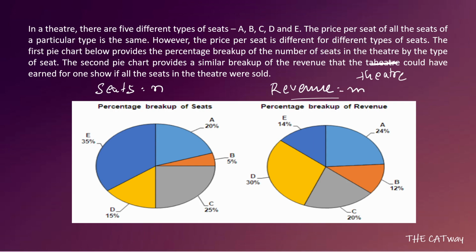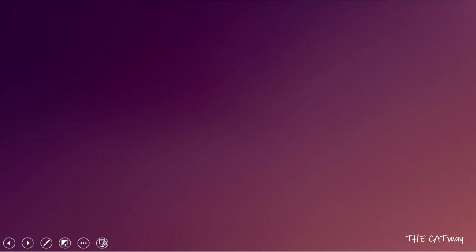Okay, so the first thing we will do is make a table for number of seats, revenue and price per seat. Acha, how can we calculate price per seat? We know the revenue from one type of seat, right? We know the number of seats, so we can calculate it. It's a very easy step to calculate the price of each seat by taking revenue divided by seats. Okay, so I hope everyone understands that. Now let's make a table.